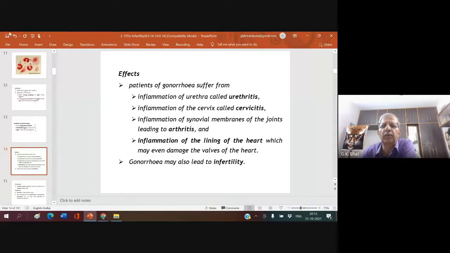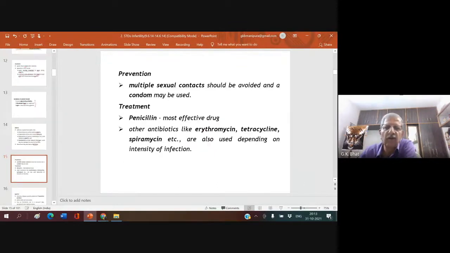And these are other effects. Patients of gonorrhea suffer from urethritis, cervicitis, arthritis, inflammation of the lining of the heart, and gonorrhea may also lead to infertility. This is with regard to gonorrhea.